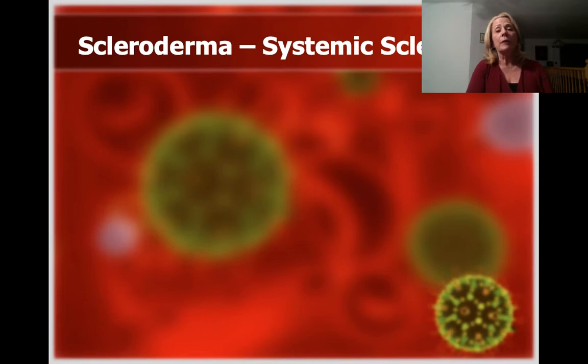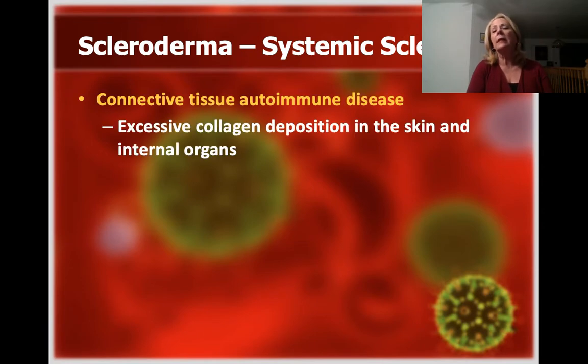Scleroderma, sometimes called systemic sclerosis, is a connective tissue autoimmune disease where collagen goes crazy, and you start depositing collagen in the skin. The worst part is it's also deposited in internal organs, places where collagen has no right to be. For instance, collagen can be deposited throughout the lungs, and there's so much collagen in the lungs you can't breathe anymore. And so people sometimes have to have a double lung transplant because of scleroderma.